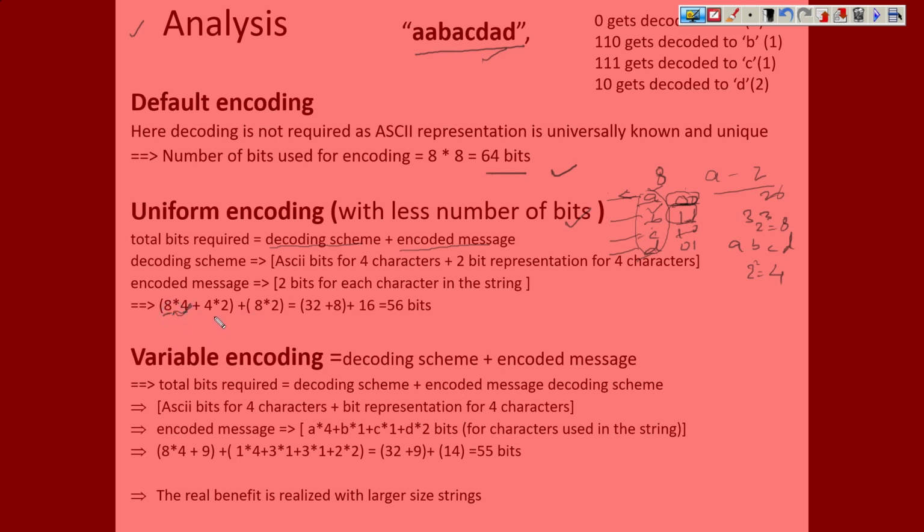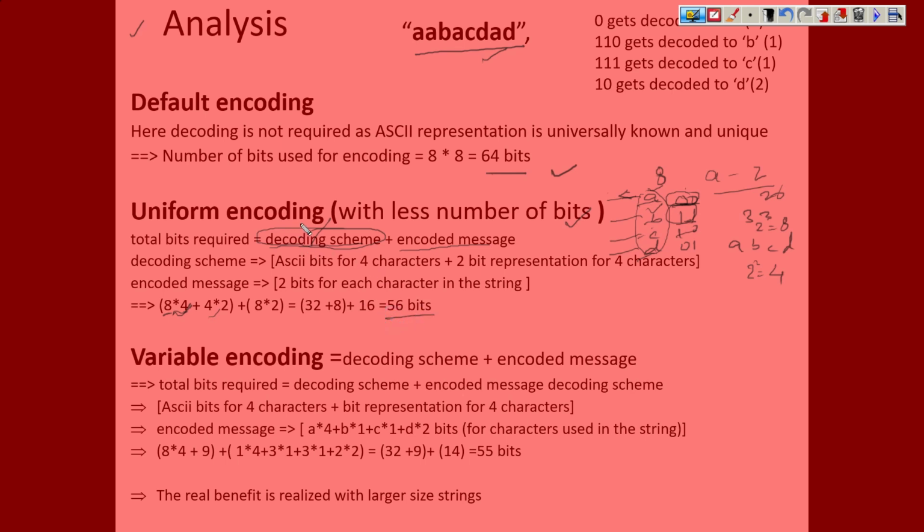Along with that, we also have to send what we have used in our encoding scheme: we are sending 4 characters, 1 2 3 4, and for every character we have used 2 bits, meaning A means 00, B means 11. This also we have to send. So 8 into 4 plus 4 into 2 is basically our decoding scheme. And then we have to also send the actual data. Here you have 8 symbols, and every symbol uses 2 bits, so 8 into 2 is 16. If you look at the total size, this is 32 plus 8 plus 16, so 56 bits have been used.